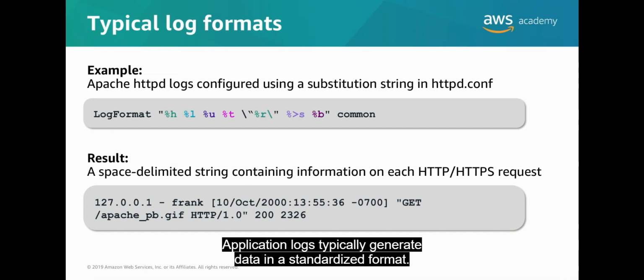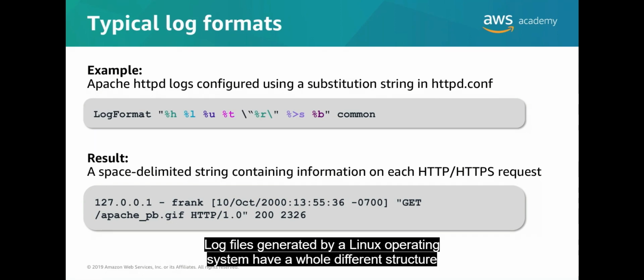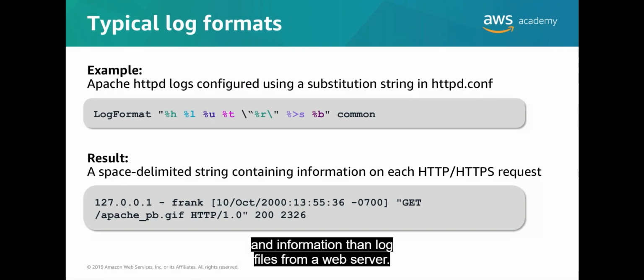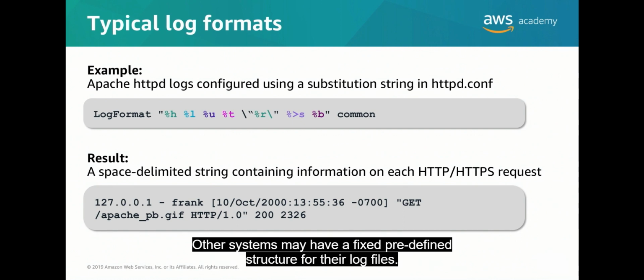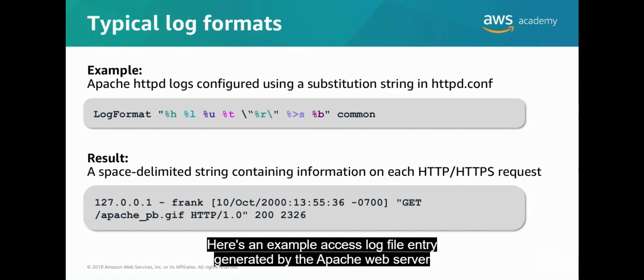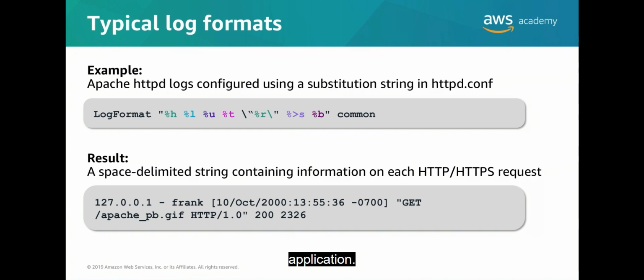Application logs typically generate data in a standardized format. To successfully parse relevant data out of the log files, it's important to understand the log format. Log files generated by a Linux operating system have a whole different structure and information than log files from a web server. For web servers, you can define the structure of the log file. This is a convenience of the Apache web server environment. Other systems may have a fixed predefined structure for their log files. Here's an example access log file entry generated by the Apache web server application. It corresponds to the log format definition above it.